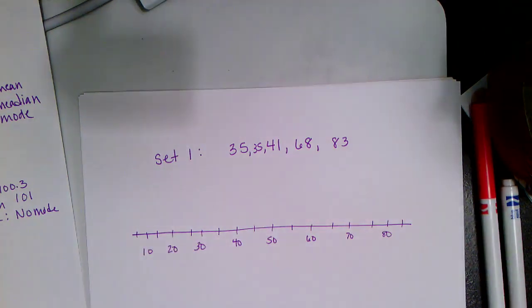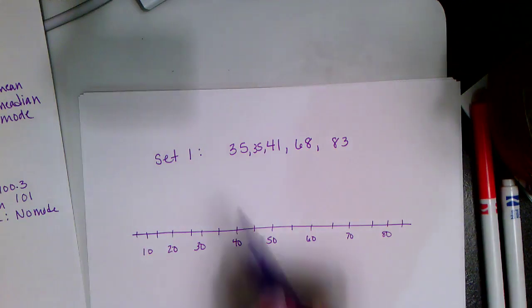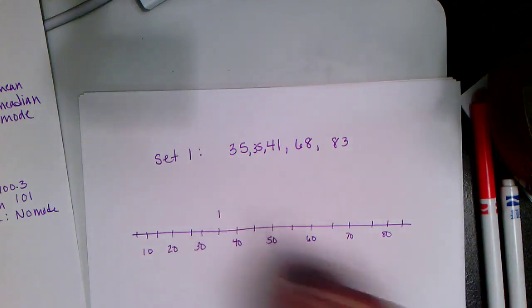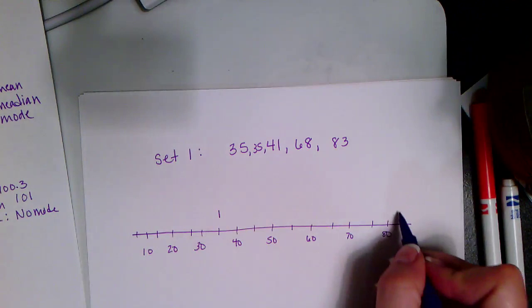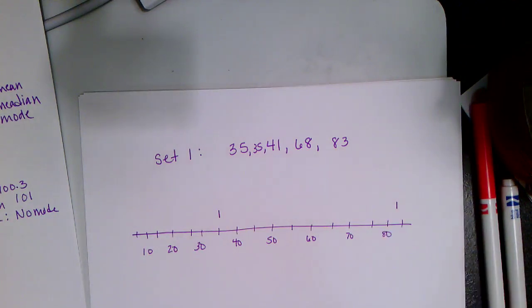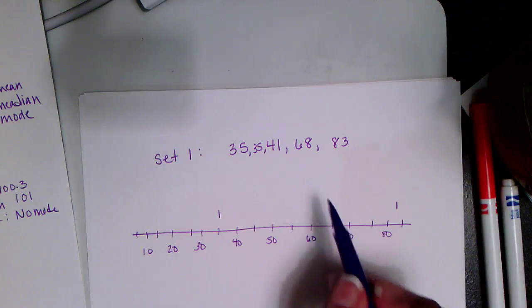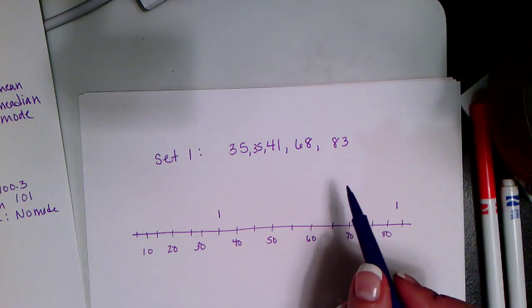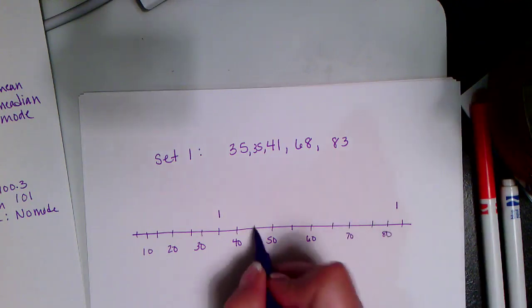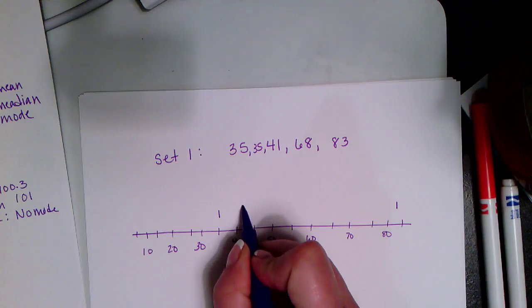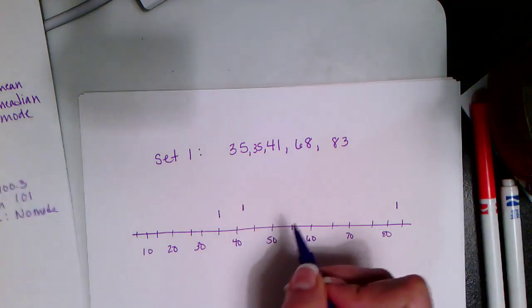All right. So I'm going up by 5s. So I've got a 35 is where my low end is, and my high end is 83. So somewhere right in there. My median was 41. So that is actually right where my middle part is.